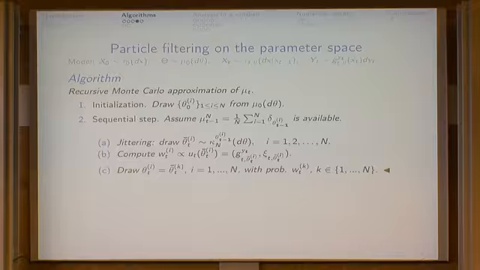Once I have shaken my samples a little bit, I compute weights. Now, the actual weight I would like to compute would be the marginal likelihood for that point in the parameter space. This would be this integral, which is the integral of the likelihood function, or the conditional density of my observations for that parameter, with respect to the predictive measures of the states given that parameter.